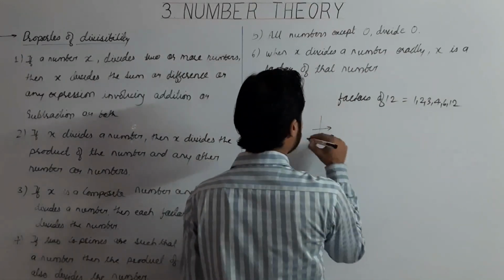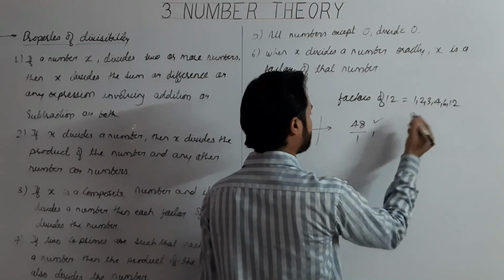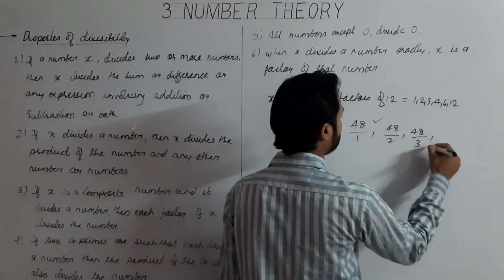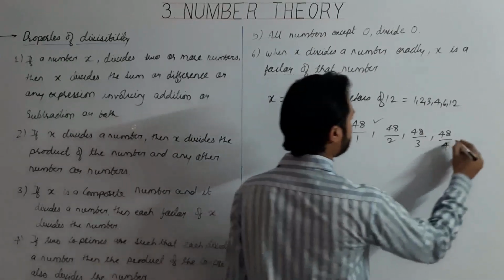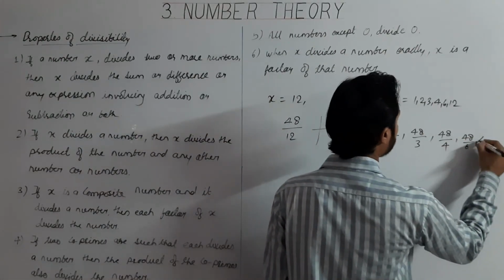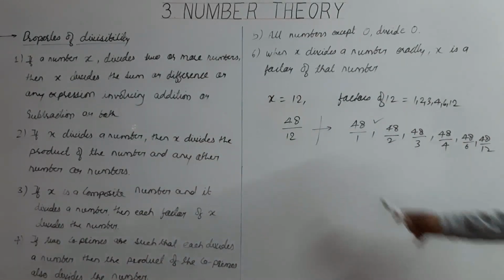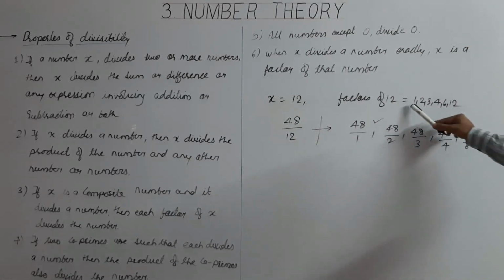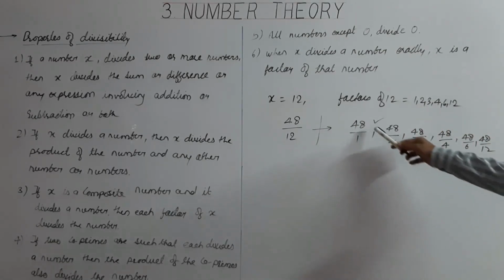Then each factor of 12 divides the number. Let's check it. 48 is divisible by 1, yes. Then 48 is divisible by 2, yes. So each factor divides that number. 48 by 4, yes. Then 48 by 6 and 48 by 12. So this is true. If x is a composite number, 12 is a composite number and it divides a number, that number is 48 here, then each factor of 12 will divide the number.